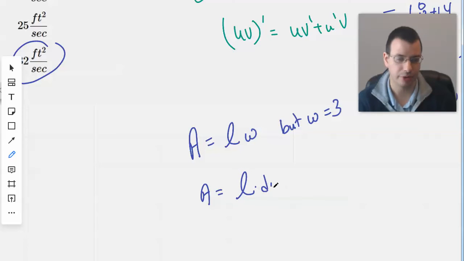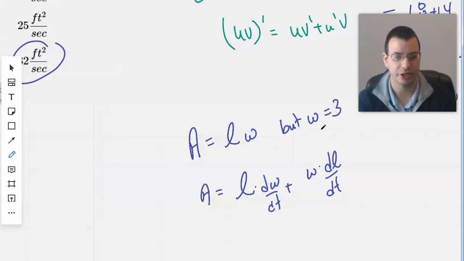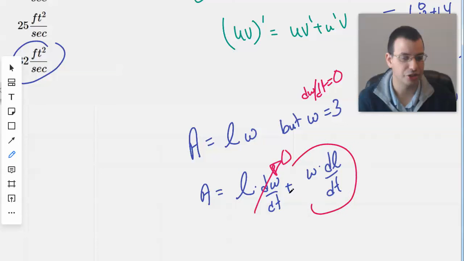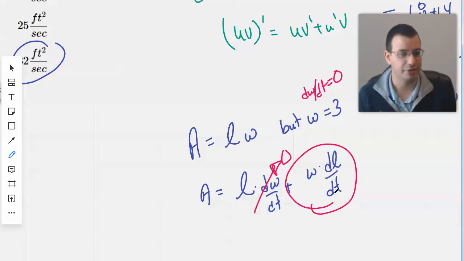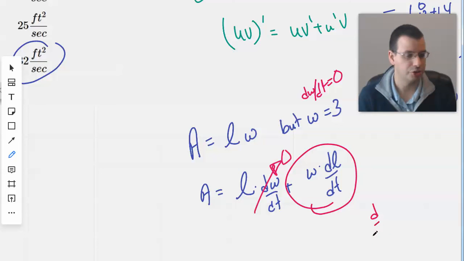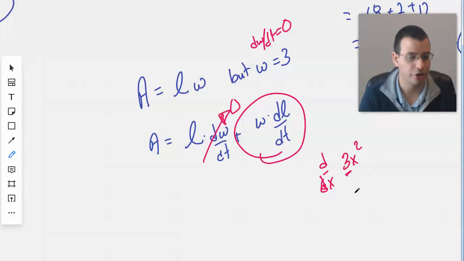Equals L dW/dt plus W dL/dt. The product rule. And what happens then is, since W always equals 3, dW/dt equals 0. And so this whole side goes to 0. And this is what you're familiar with when you have a constant multiplied by a variable, and then you're trying to take the derivative with a constant out in front of it. So I have the derivative with respect to x of 3x squared. You have this constant out here. And that's how the constant works.